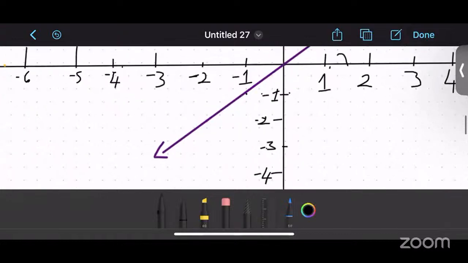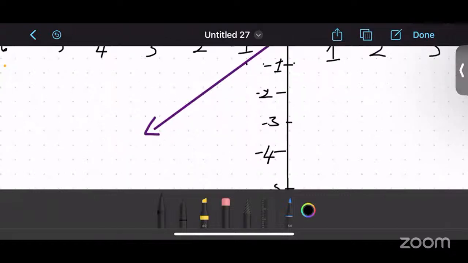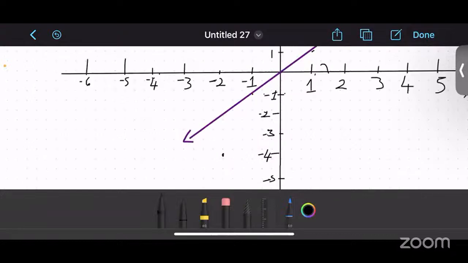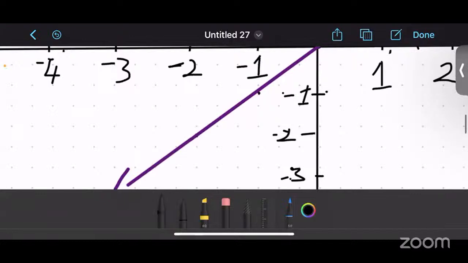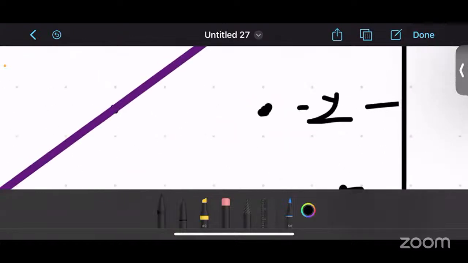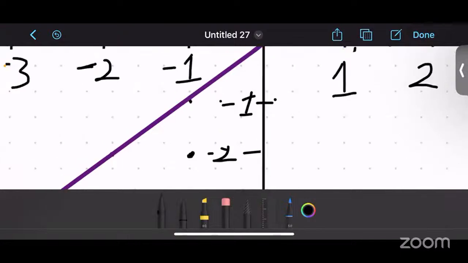So our x is -2, and then our y is -4. So that means it's going to be somewhere here. And again, we have a -1 and a -2, which will be somewhere here, okay? I think we also have a 0 and a 0, right? Do we?